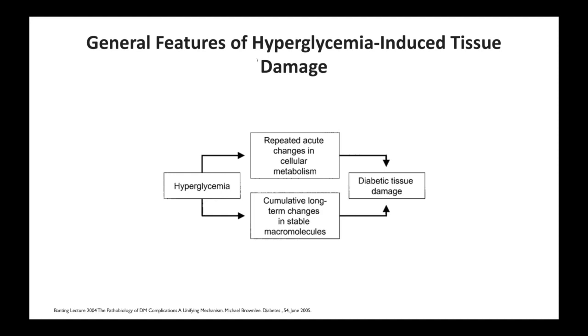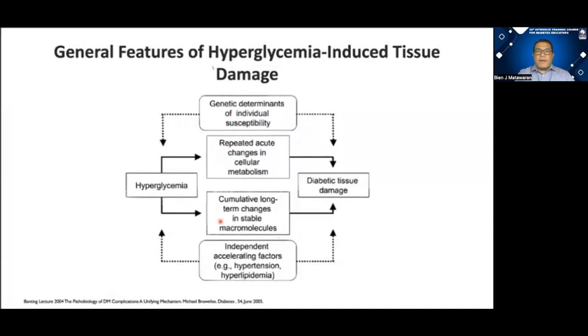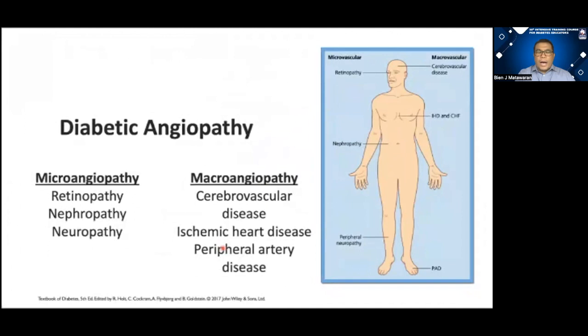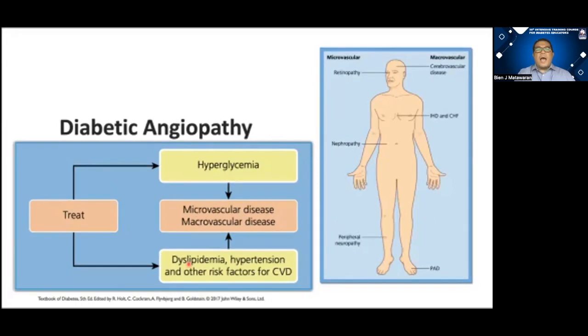But aside from hyperglycemia, we have to remember that there are certain genetic determinants of individual susceptibility, particularly seen in patients developing nephropathy due to diabetic kidney disease. And of course, very important as well, independent accelerating factors like hypertension and hyperlipidemia. That is why it is of utmost importance that in the treatment, aside from hyperglycemia, accelerating factors like dyslipidemia, hypertension, and other cardiovascular risk for CVD be addressed in treating diabetic angiopathy.